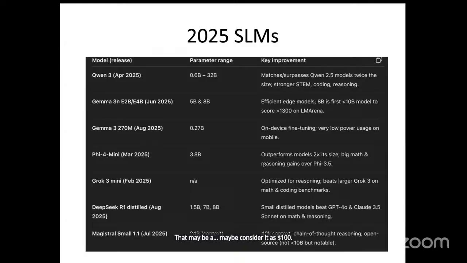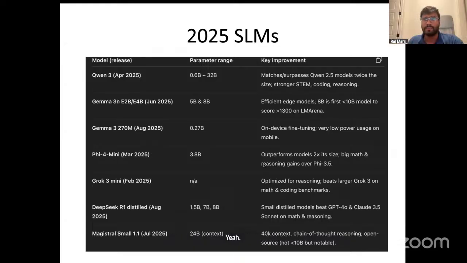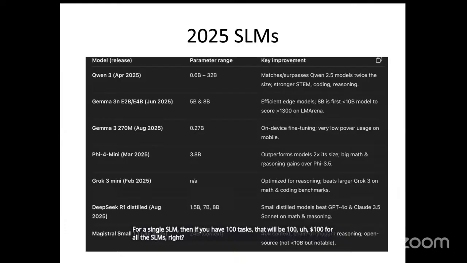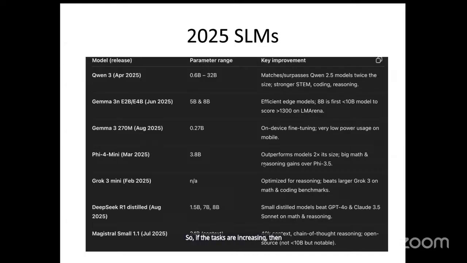If we have 100 tasks and a single SLM per task, if you are fine-tuning, so $1 for a single SLM. If you have 100 tasks, that will be $100 for all the SLMs, right? So the cost is the same. So if the tasks are increasing, then we have to increase our SLMs also.